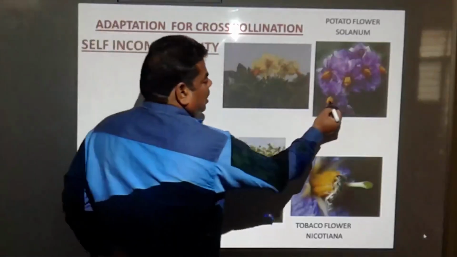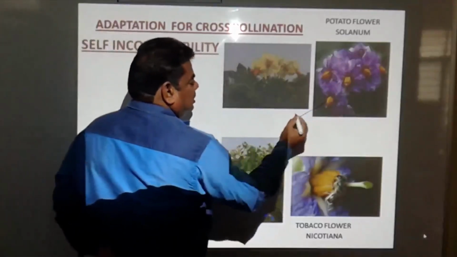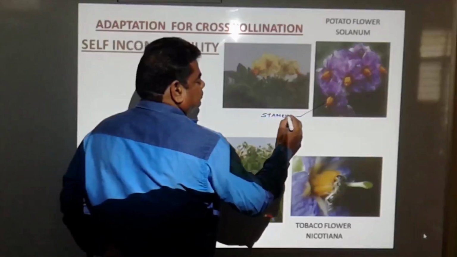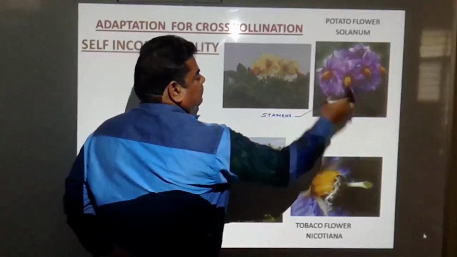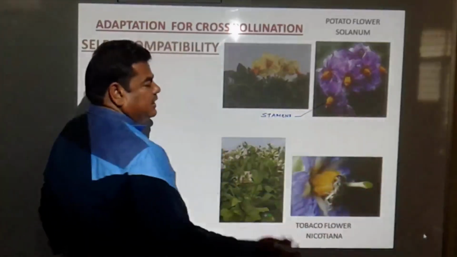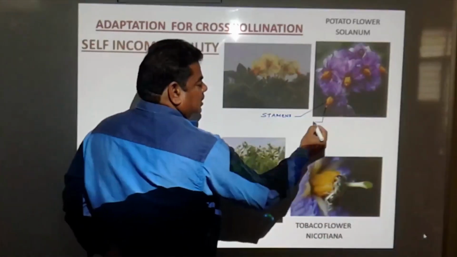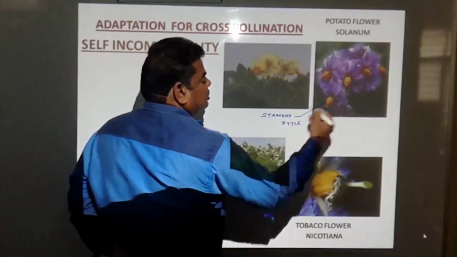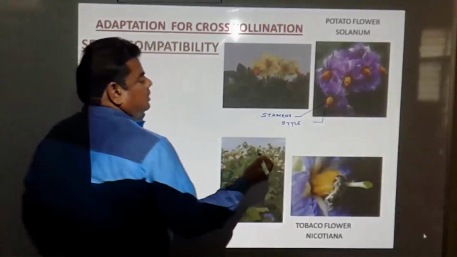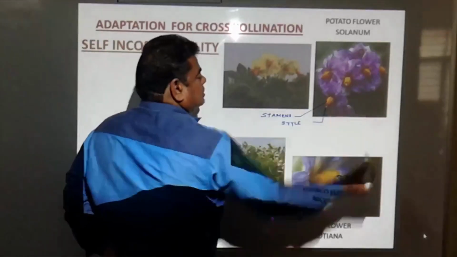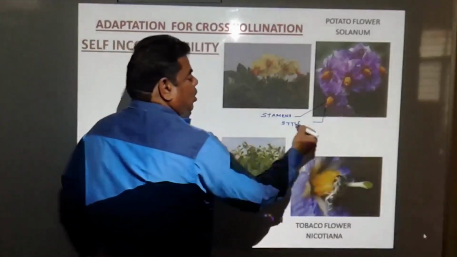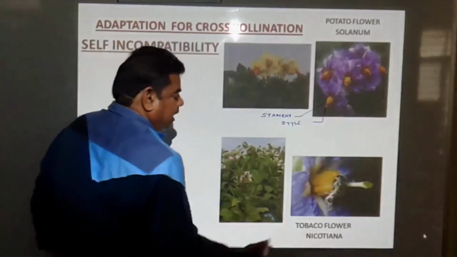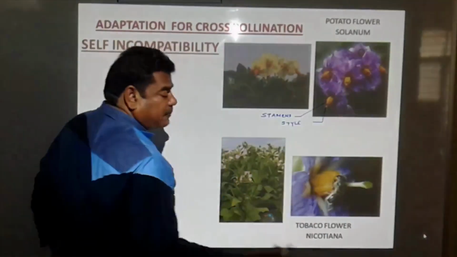See in the flower, these all are the stamens. This one is the androecium. One member of the androecium we call a stamen. And this one is the style and stigma, or gynoecium. It means male reproductive organs are present as well as female reproductive organs. So flowers are bisexual in the case of potato, and in the case of tobacco also flowers are bisexual.